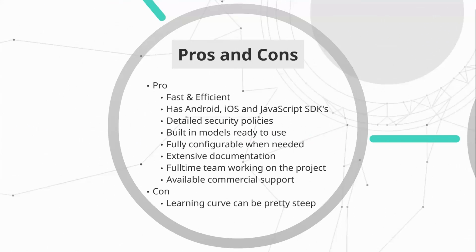What are some of the pros and cons of Loopback? Well, the first pro of Loopback is that it's extremely fast and efficient in allowing you to create an API. Creating an API went from hours or perhaps even days to minutes. Loopback provides you with Android, iOS, and Angular SDKs that allow you to easily integrate with a Loopback-based API on those platforms. You can add extremely fine-grained security to your models. You can use some of the models that are already provided by Loopback by default, things like a user model.